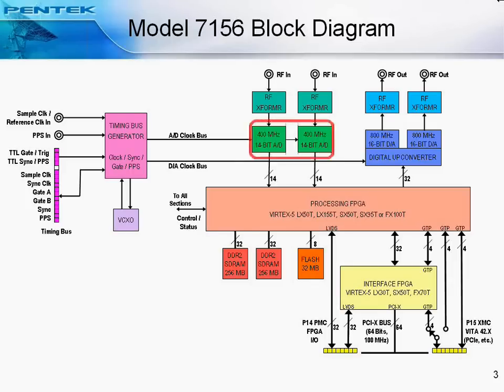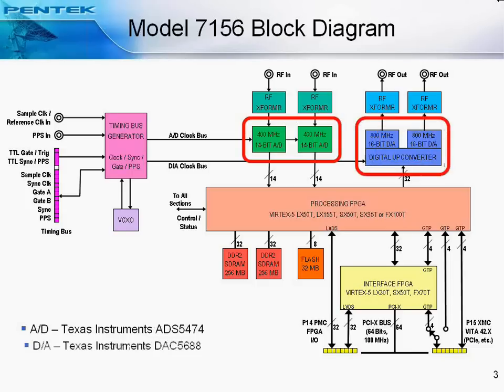Two of the key features are the A to Ds, which are 400 megahertz 14-bit A to Ds. These are Texas Instruments ADS5474s. And then also the DAC, which is a Texas Instruments DAC5688. It's a dual channel 800 megahertz 16-bit digital to analog converter.